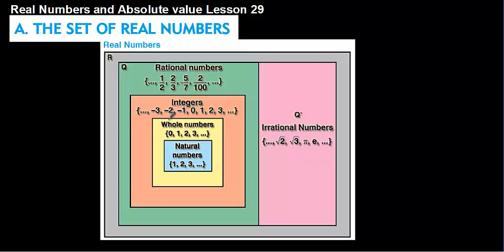In this video we are going to study real numbers and absolute value, and here I'm going to explain only real numbers. What are real numbers? Real numbers are the numbers that we learned till this time, rational numbers and irrational numbers. Rational numbers also include the integers, whole numbers and natural numbers. When we bring rational numbers and irrational numbers together, we get real numbers.